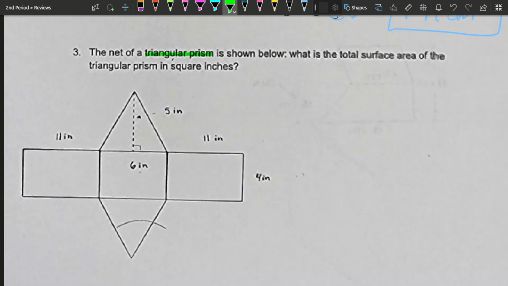This is a triangular prism. So that means that the base is what shape? What shape is the base? If it's a triangular, it's a triangle right here. This is my base. So the other one is just like it.